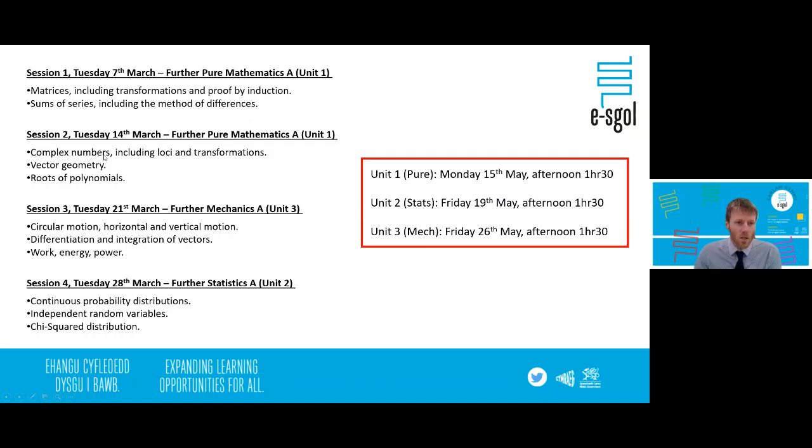So I decided to look at complex numbers and vector geometry today. If we have time, we'll look at the roots of a polynomial, but that's only if we have time. We might run out of time. We'll see.